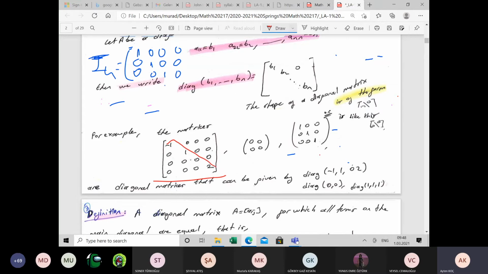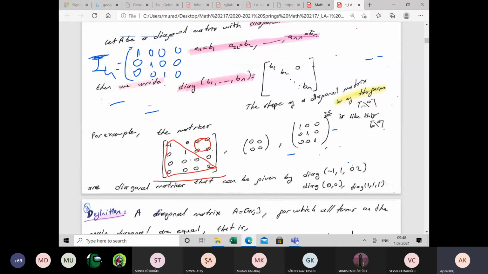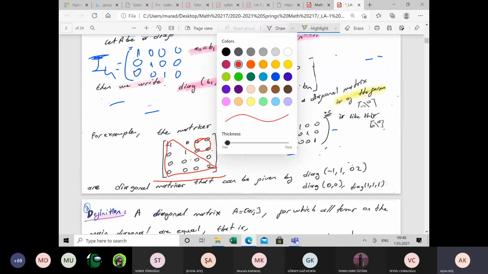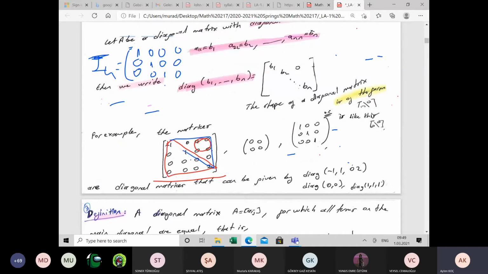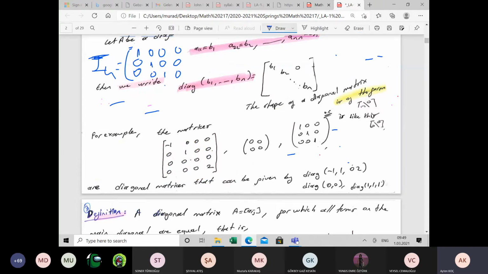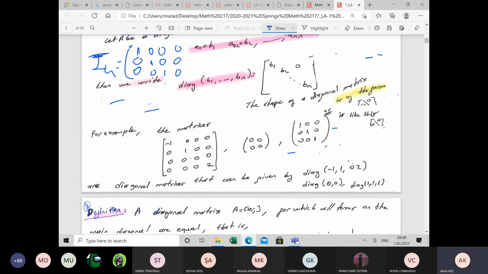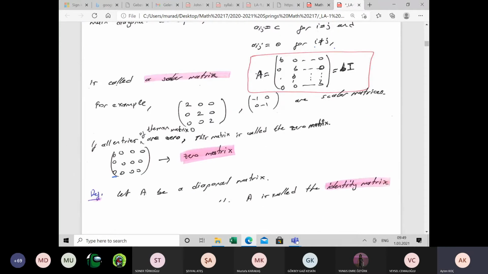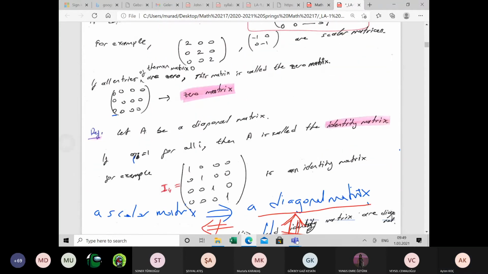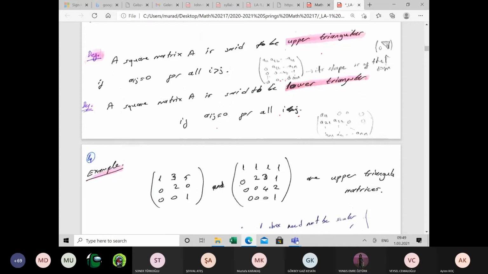And look, this part is 0. Yes. And also, using a different color, look at this one. This one is 0. Yes. Upper and lower triangular matrix. So our statement is: every diagonal matrix is an upper and lower triangular matrix. And also, is every scalar matrix an upper and lower triangular matrix? Yes. It's true.